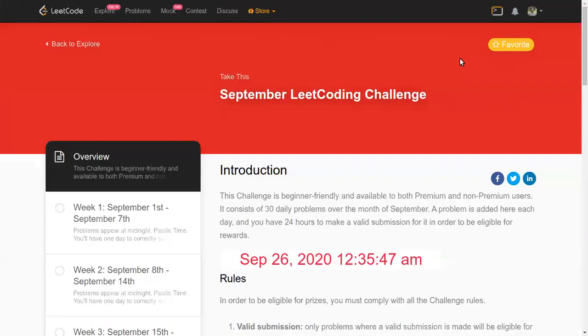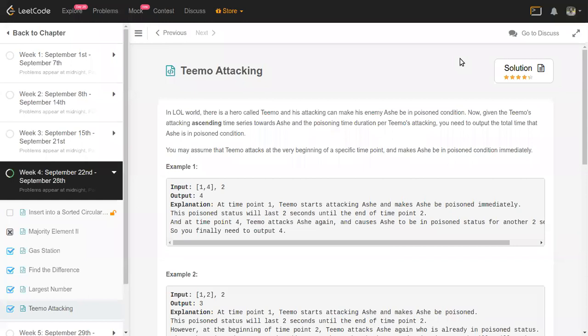So today's problem in the September LeetCoding challenge came out a few minutes back. Let's solve that. The problem goes this way. There is a little story around it. There is a hero called Teemo. Teemo attacks Ash and Ash gets poisoned for some duration. Teemo attacks multiple times. We need to find for how long Ash was poisoned, the total time.